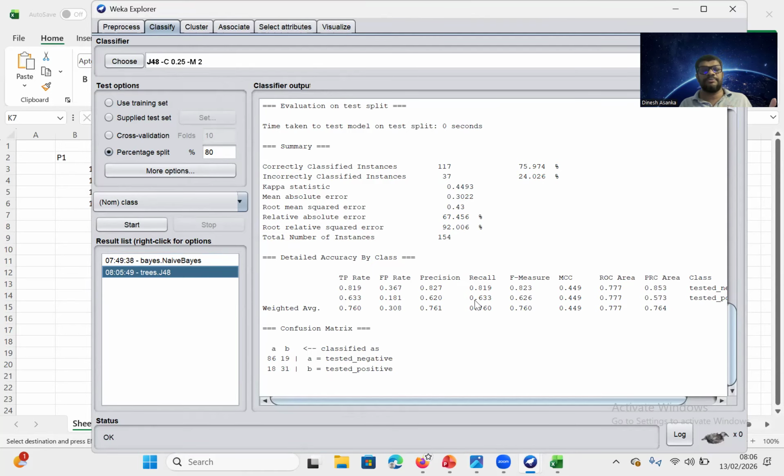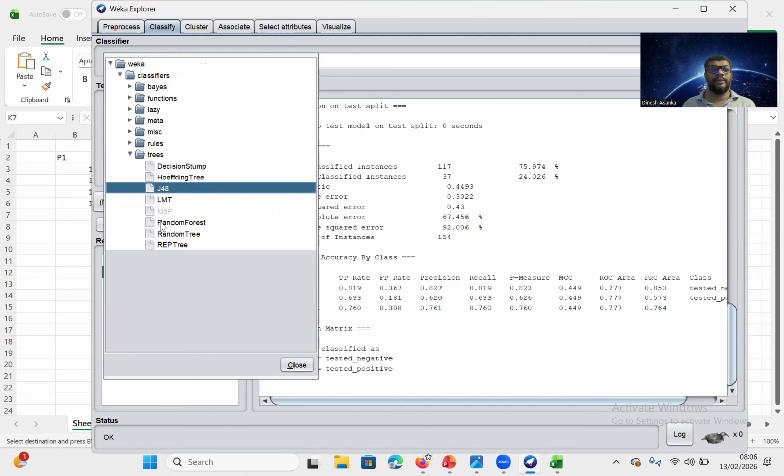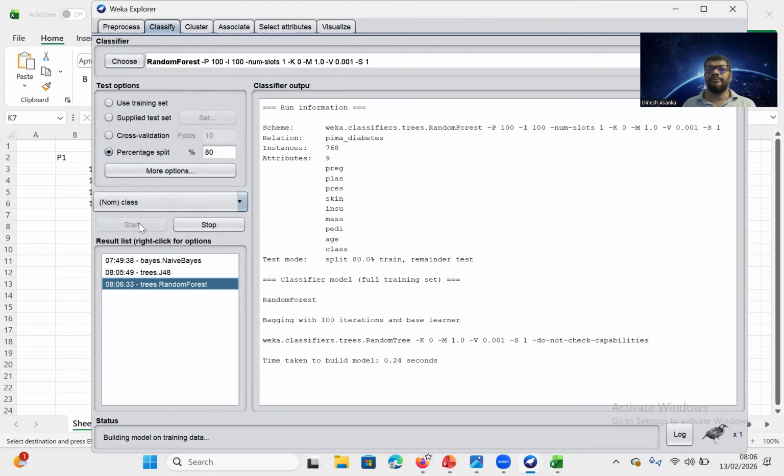So if I have a choice between naive Bayes and decision trees, I would go for decision trees, even though it has lesser accuracy, simply because it has a higher recall. I would go for the decision tree because this particular domain is the medical domain. Let me choose another algorithm.